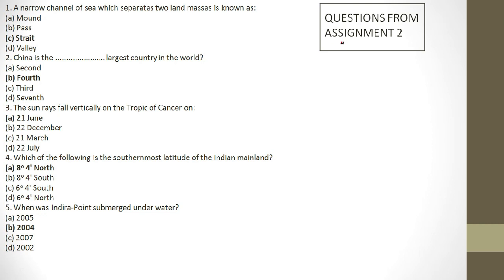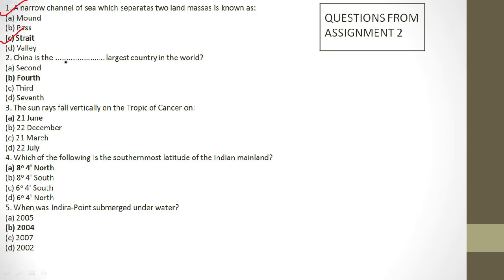Now these are the questions from your assignment 2. First, a narrow channel of sea which separates two land masses is known as a strait. Now this question can be also asked in this way: define strait. So here's your answer. Clear?